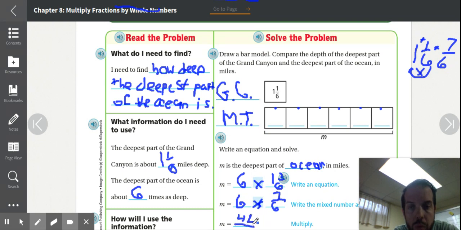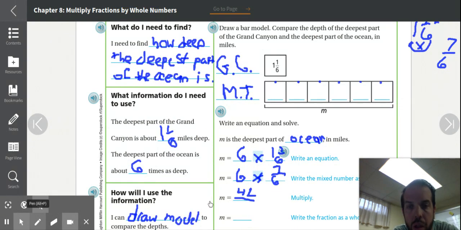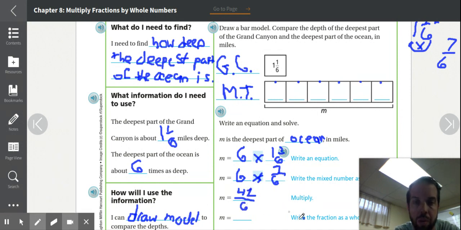42, and my denominator stays the same. Scoot that down a little bit. Fix my 2 here, it's driving me nuts. 42 sixths. Okay? Now, the last step, whenever I have an improper fraction, I need to change it back into either a mixed number or a whole number. And you see that right here.